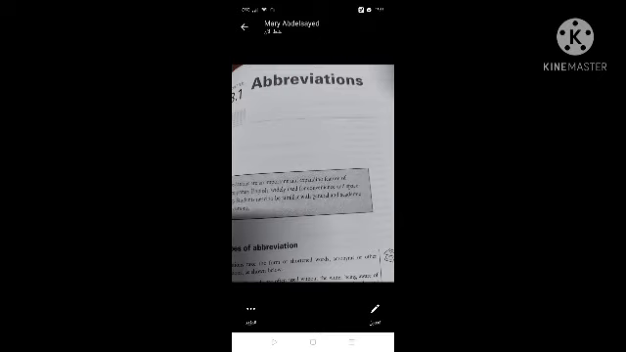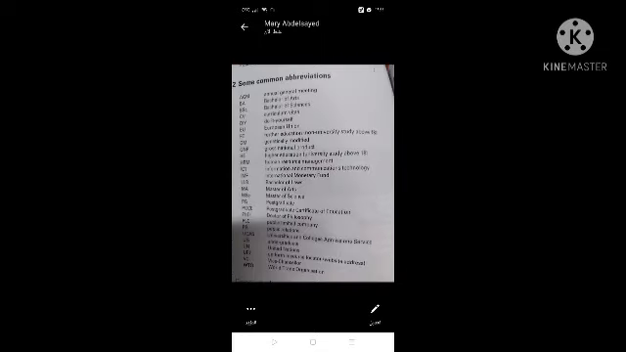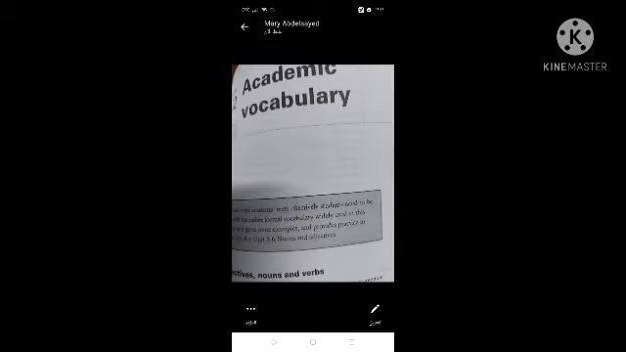You'll find the very important lesson in your book, page 175, okay, starting from 175. As you know, we have several types of abbreviations, okay? So abbreviations take the form of shortened words, acronyms, or other abbreviations, as you know.